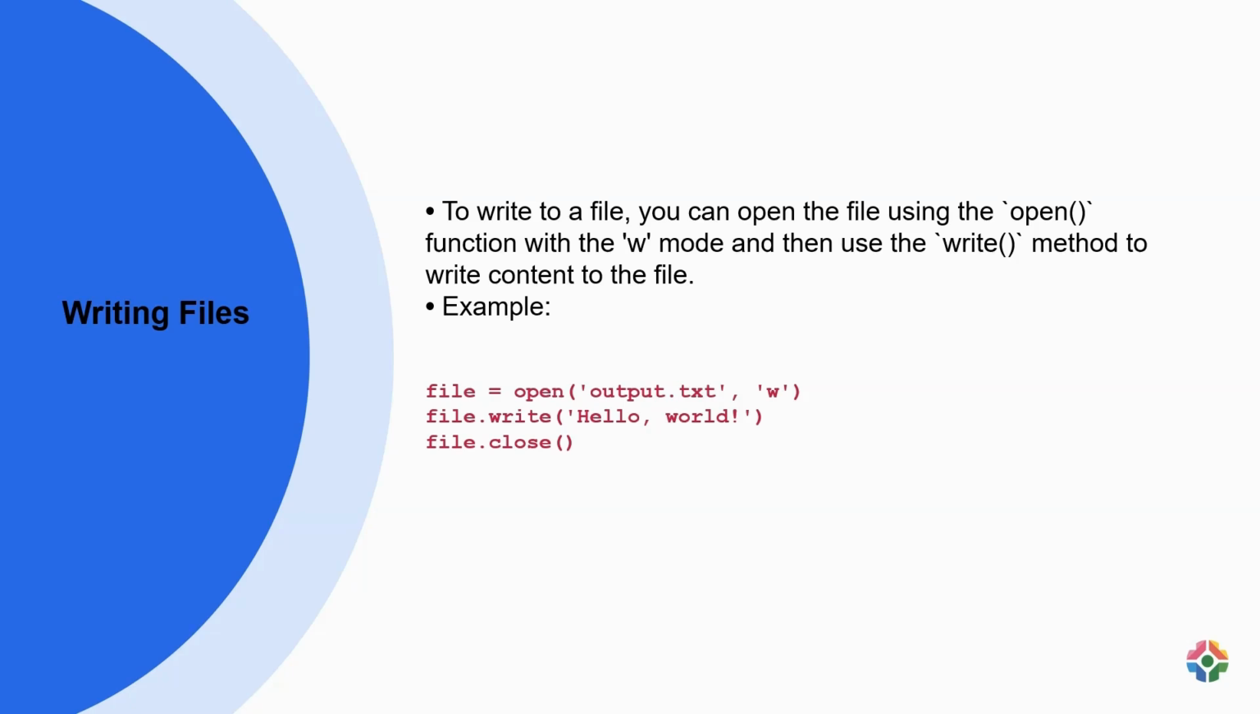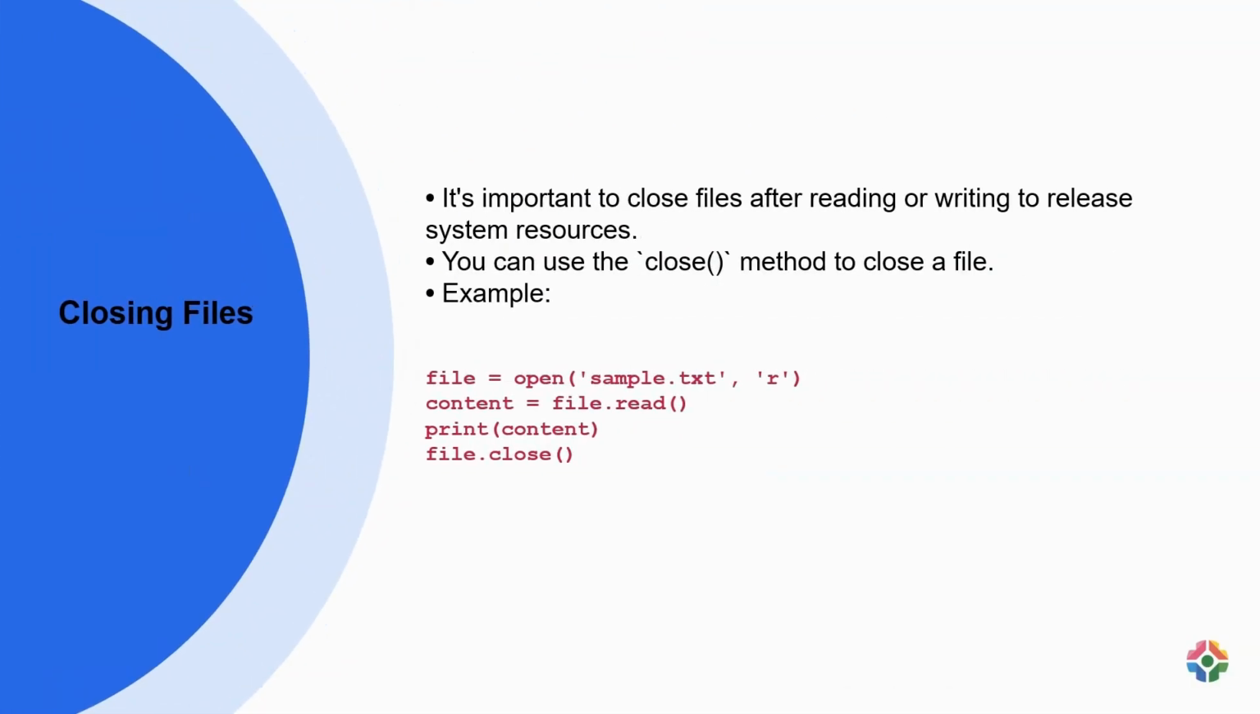By following this process, you can effectively write to files in Python, allowing you to manage and store data in an organized manner. Closing files after reading or writing data is crucial to release system resources. Failure to do so may cause memory leaks or lead to performance issues. The close method in Python is utilized for this purpose. In the given example, a file named sample.txt is opened in read mode. Its content is read, and then the file is closed using the close method to free up resources. Remember to always include the close method after performing file operations to maintain efficient resource management in your program.